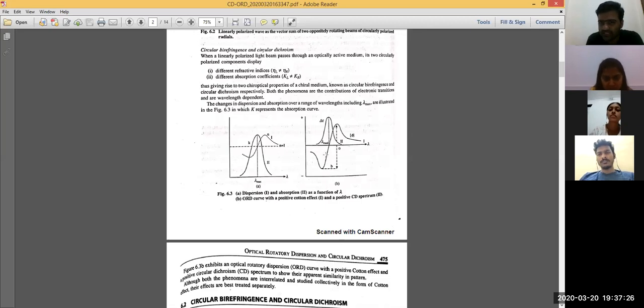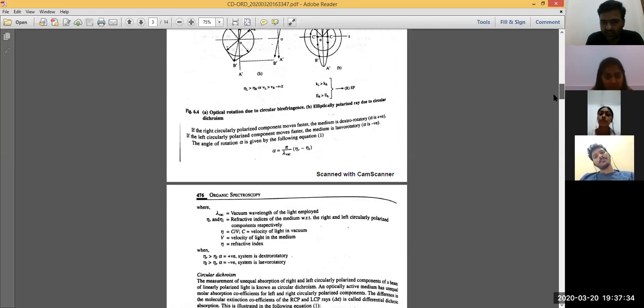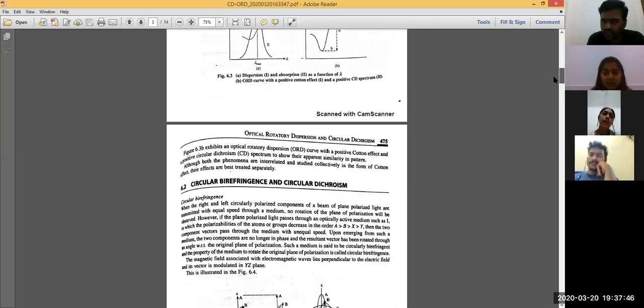Why do you think this is an anomaly? Because as long as you look at a mathematical expression which looks like this, alpha is equal to something upon lambda. What should happen to alpha as you go on decreasing lambda? Alpha will keep increasing. It should continue to increase.